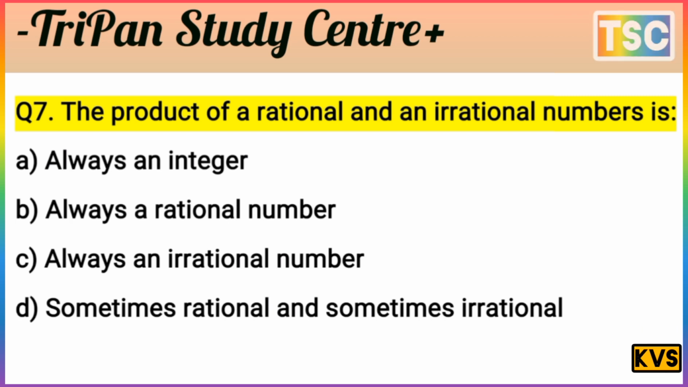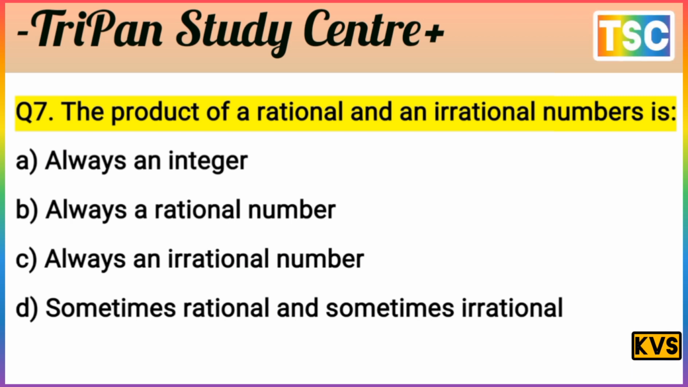A, always an integer, is wrong. That is not the A option. B, always a rational number, is also wrong, because the product of a rational and irrational number is not rational. C, always an irrational number, that's the right answer. That is right. Always an irrational number is the correct answer for this question. The product of a rational and irrational number is always an irrational number.